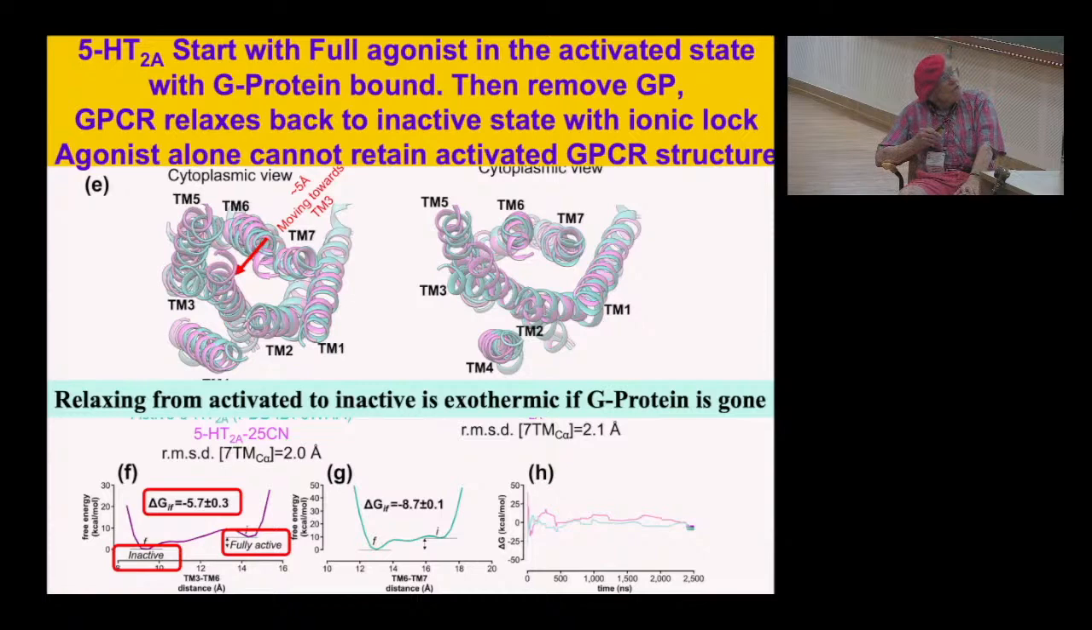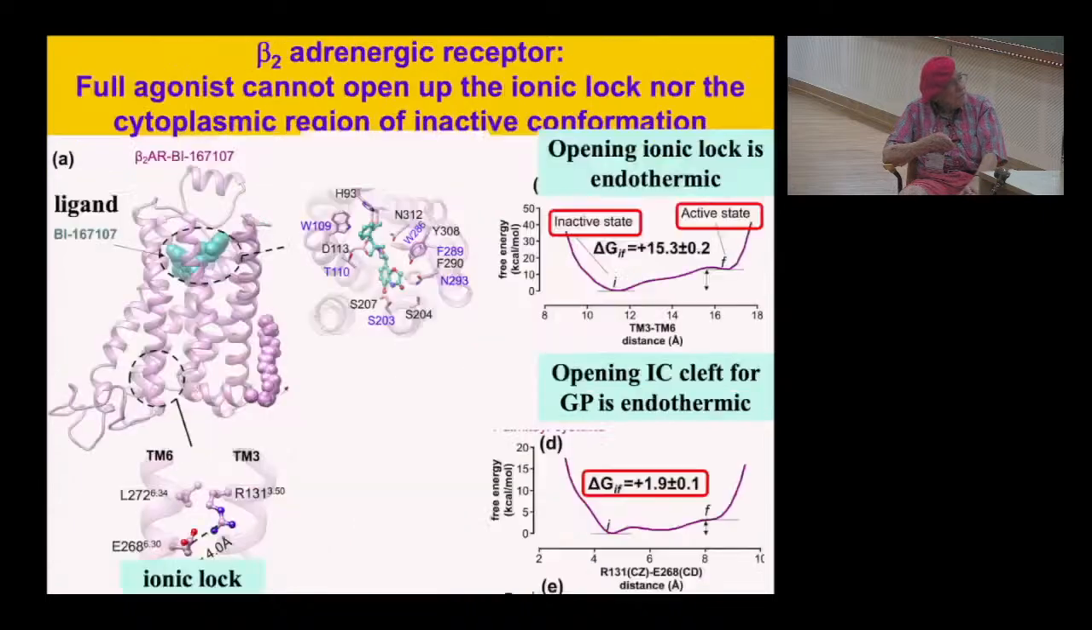Here we took the serotonin 2A with the final activated structure. The G protein's bound, the ligand's bound. Then we remove the G protein. And what happens is it goes from the active structure back to the inactive structure. That agonist cannot keep it in the activated structure unless the G protein is there. And it's pretty big energy, 6 to 8 kilocalories. These energies are all from metadynamics, and the uncertainties here are generally around 0.1. Well, they're quoted here, 0.3, 0.1.